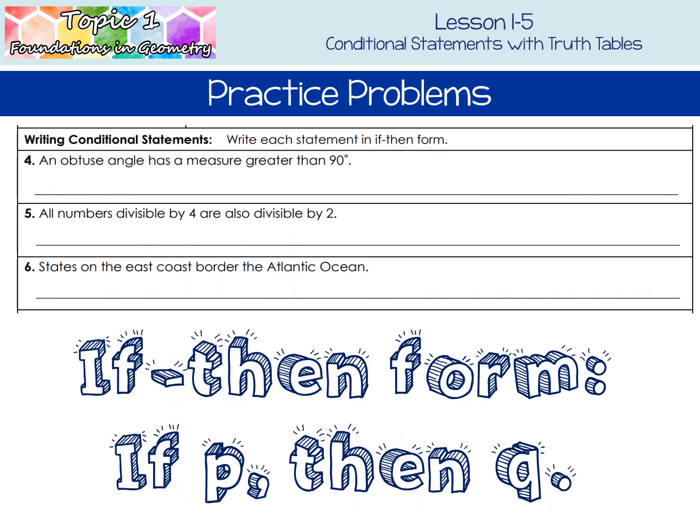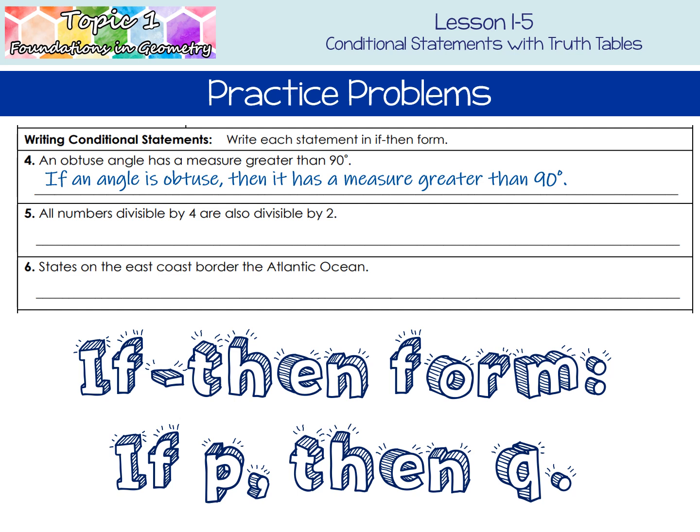Practice problems. Writing conditional statements. Write each statement in if-then form. Number 4, an obtuse angle has a measure greater than 90 degrees. It's not in if-then form. That's what we need to do. So if an angle is obtuse, that's the beginning, then it has a measure greater than 90 degrees. If an angle is obtuse, then it has a measure greater than 90 degrees.